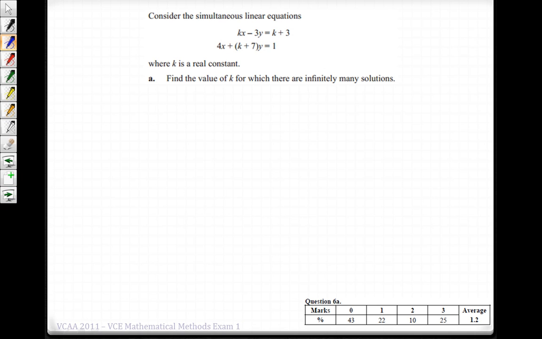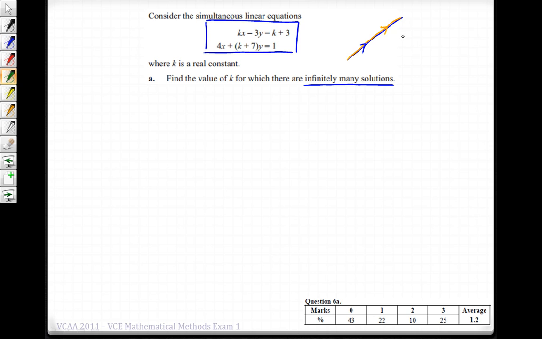Okay, so question 6a asks you to find the value of k for which there are infinitely many solutions to this system of simultaneous equations up here. So we need to note that infinitely many solutions occur when we've got the same gradient and the same c value for two lines. So they sit on top of each other exactly. So they are parallel, indicated by these little arrows, and their c value is the same.